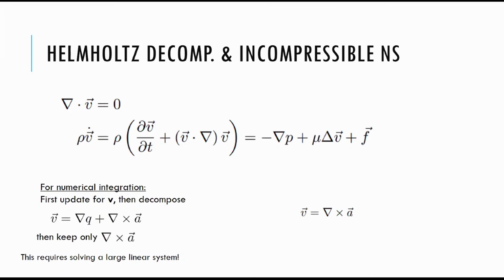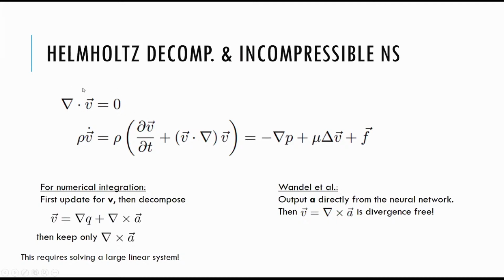Instead of outputting the velocity field from the neural network, they directly output this vector field A, where when we take the curl of A, we get the velocity field. So this means without having to do any of these decompositions, which are expensive computations, we are getting the benefit of the theoretical insight from the Helmholtz decomposition. The neural network is directly outputting a divergence-free velocity field so that the first equation is automatically satisfied. Okay, so this is the basic idea.